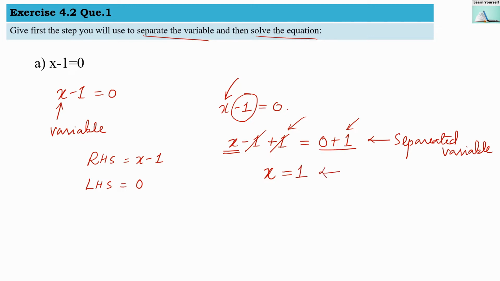And in next step, we have solved our equation. So both the steps we have performed and we have solved our equation. First we have added opposite signs, same number, and then we solved the equation. So this is how we have to solve all the equations for this question number 1.